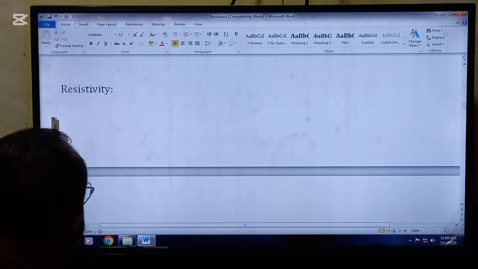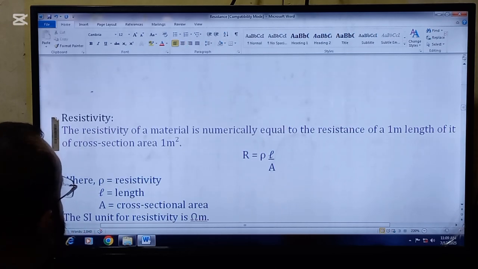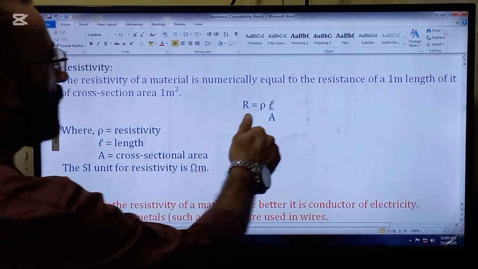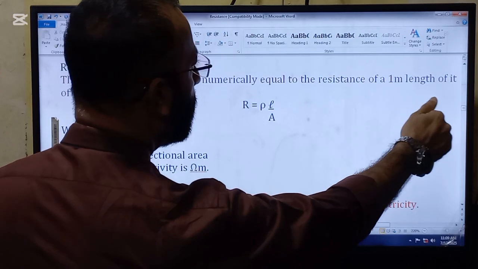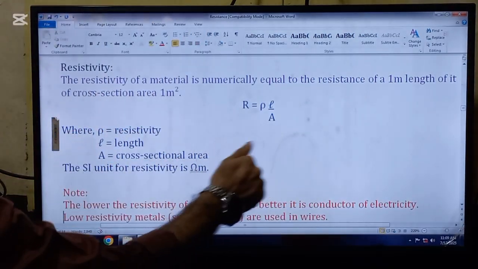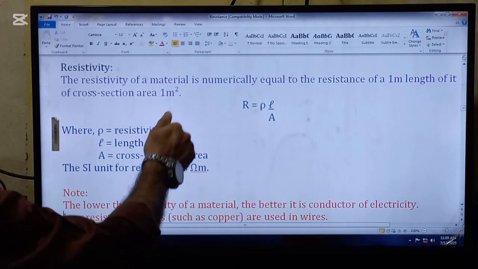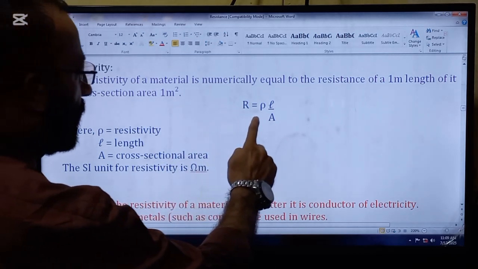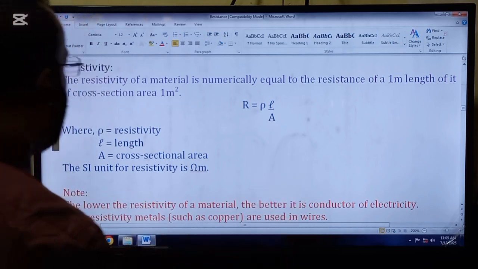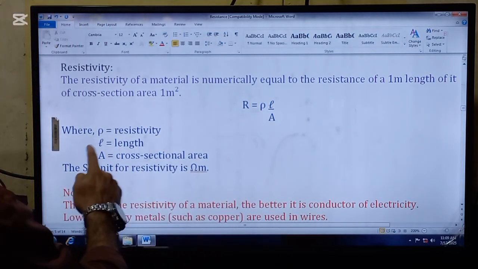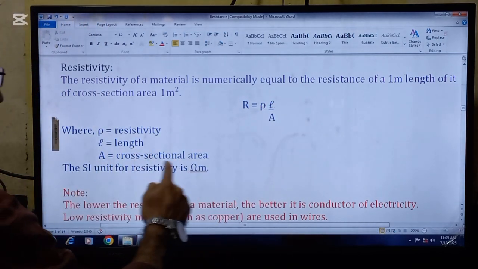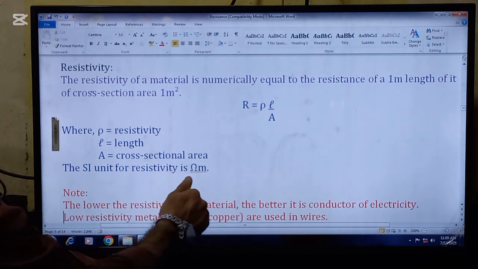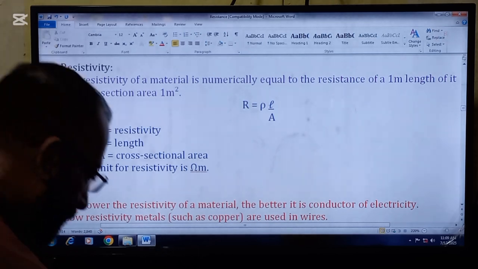Okay, the next thing that we are going to read is the resistivity. The resistivity of a material is numerically equal to the resistance of 1 meter length of it of cross-sectional area 1 meter square. And here is the formula. R is equal to ρ L over A, where ρ is resistivity, L is the length, and A is the cross-sectional area. The SI unit for resistivity is ohm meter.